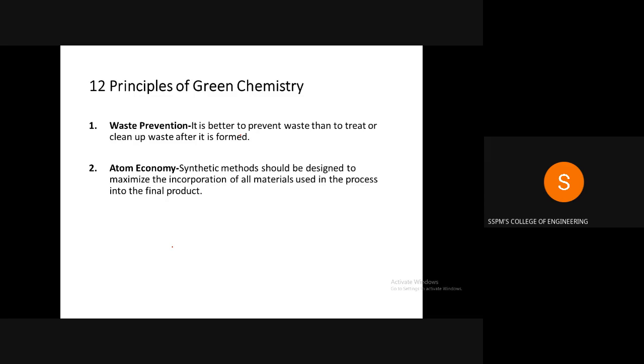But the main objective of this waste prevention principle is that it is better to prevent waste than to treat or clean up the waste. So it is prevention is better than cure. It is the tagline of this waste prevention. This is the first principle. So prevention is better than cure.